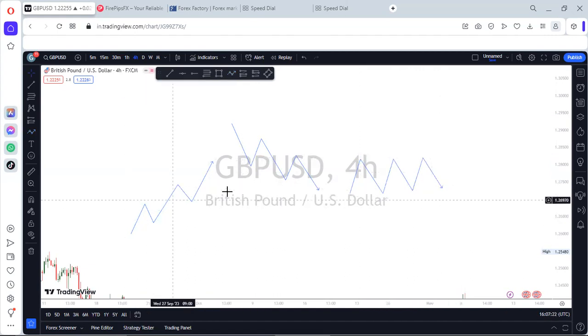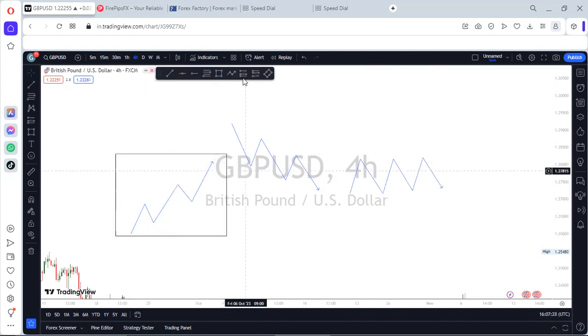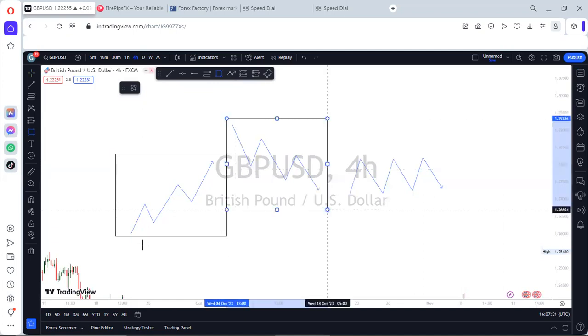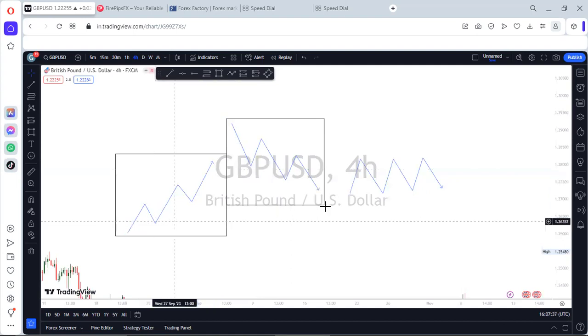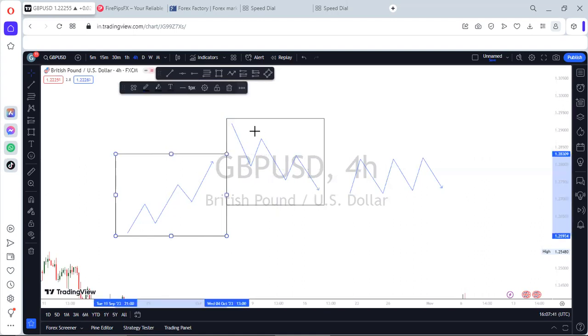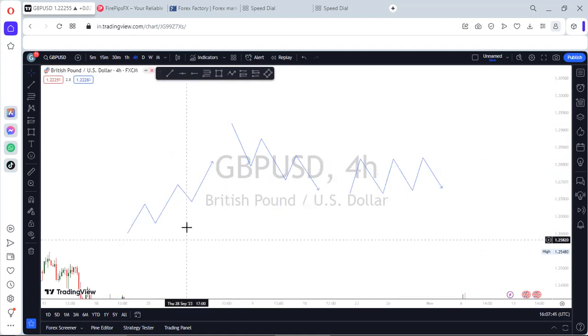Although this is just like a blueprint, this is not actually how the market moves. The market moves in highs and lows, but it's not going to be perfect like this. With that being said, we have an uptrend right here, we have a downtrend, and then we have a ranging market right here. In the case of Fibonacci, this is the tool I'm talking about right here.